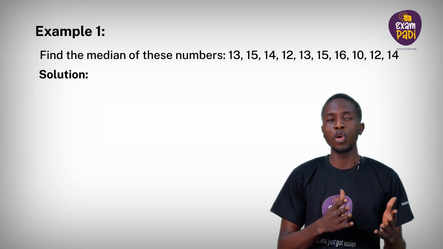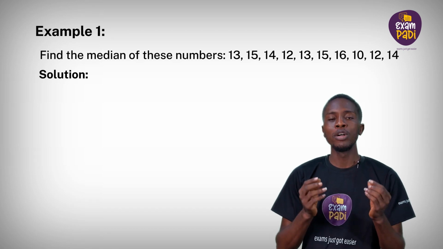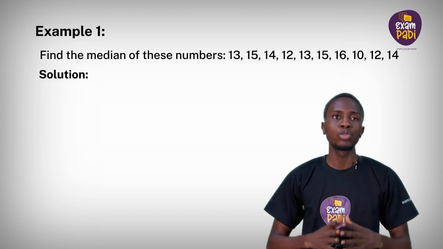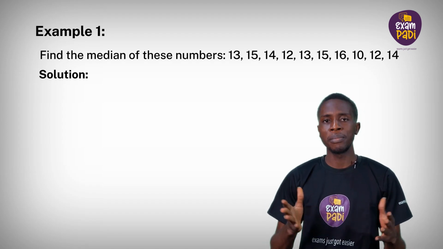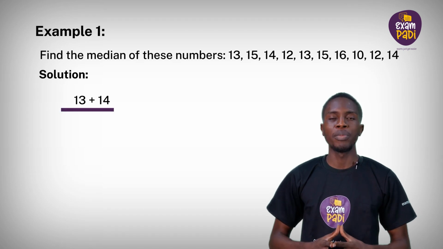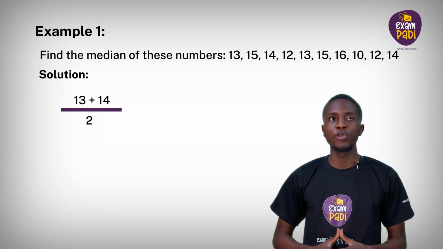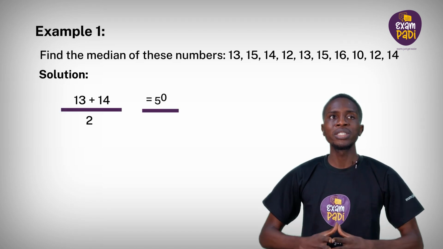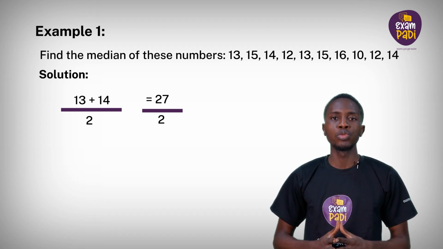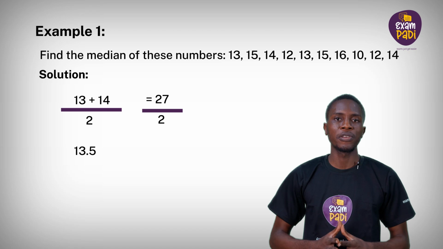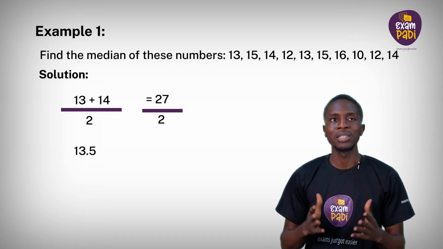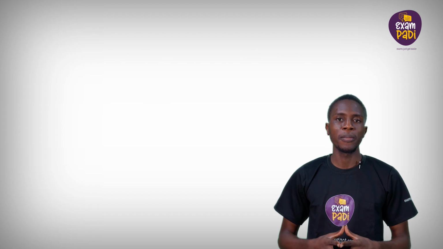Remember the definition of median. And when you have 2 different numbers, what you are expected to do is add the 2 numbers and divide them by 2. So we have 13 plus 14 divided by 2. 13 plus 14 gives 27 divided by 2. 27 divided by 2 gives us 13.5. So we can say the median of the above numbers is 13.5.